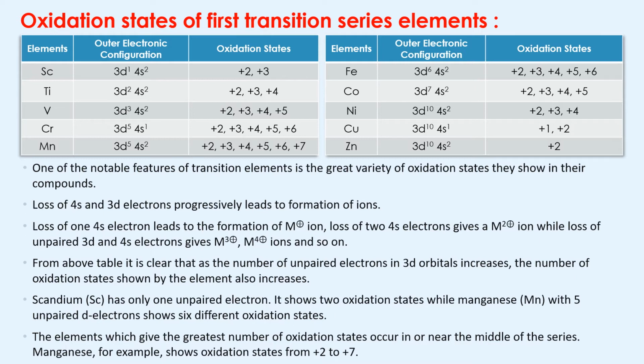So the starting elements of the transition series may show a smaller number of oxidation states. For scandium, they show just 2 oxidation states. But if you compare manganese, which is in the middle of your series, it shows the highest number of oxidation states, up to 6 different oxidation states.